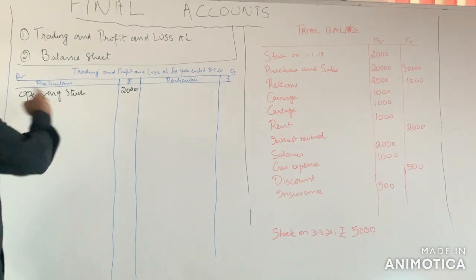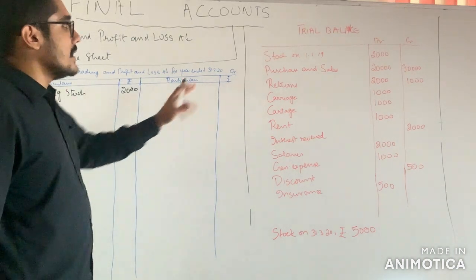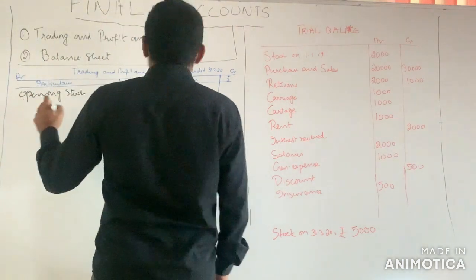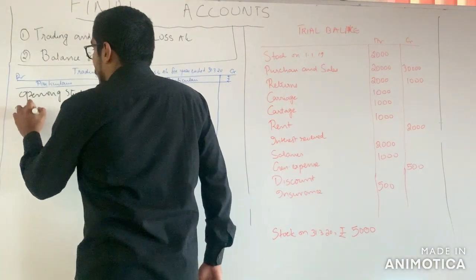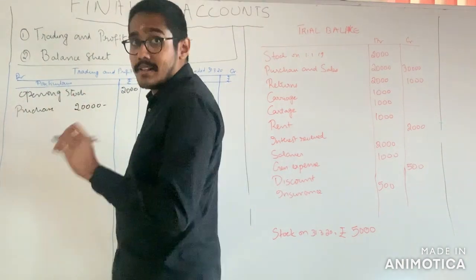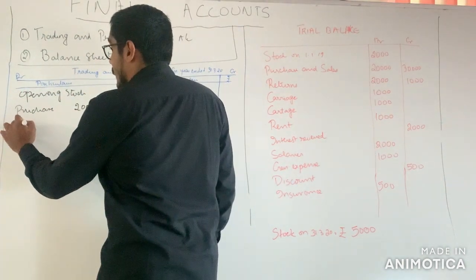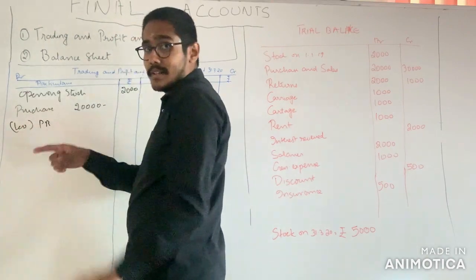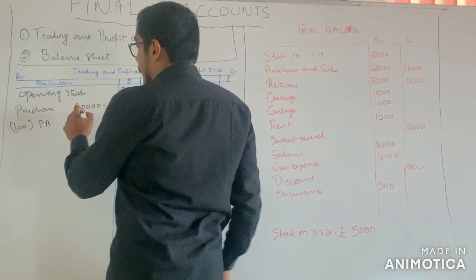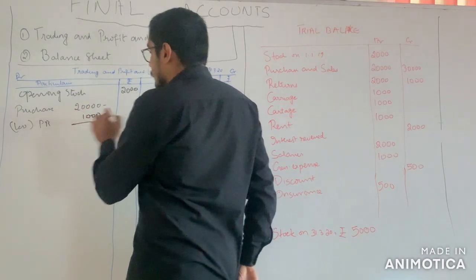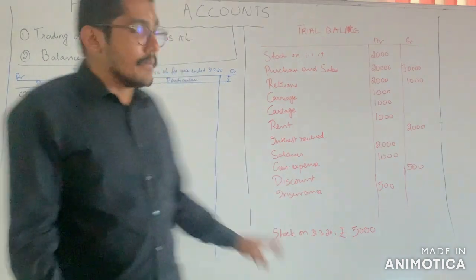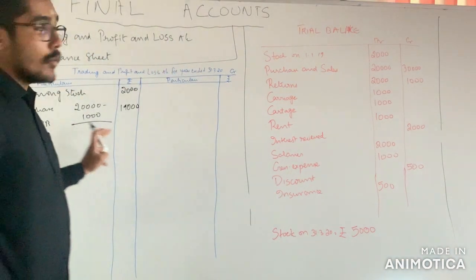So in the trading and profit and loss account, the second one is purchase and there is a return. So what is purchase? 20,000 less returns, less purchase returns. What is purchase returns over here? Credit side, right? Minus 1000. That is 19,000. What are the other items included in the debit side of trading account?